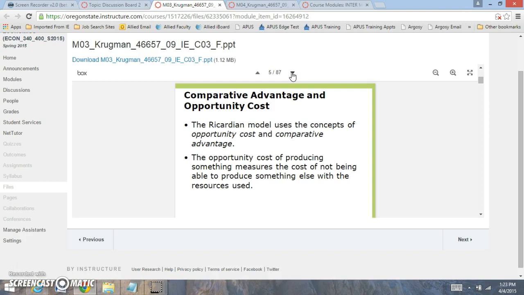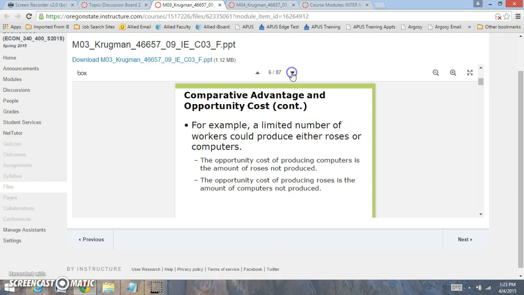The opportunity cost of producing something is what you have to give up to produce. You'll notice that we always have a limited number of workers that can produce either 2 goods, roses or computers. So the opportunity cost of producing computers is the amount of roses not produced. However, the opportunity cost of producing roses is the amount of computers not produced. So there's always an intertwine between what you can produce and what you can't produce. So a country has to decide that.